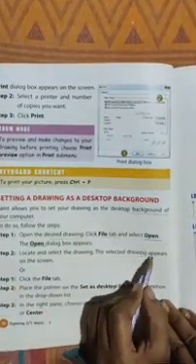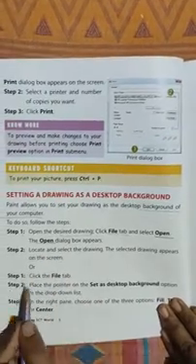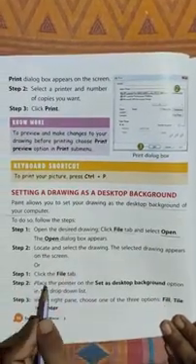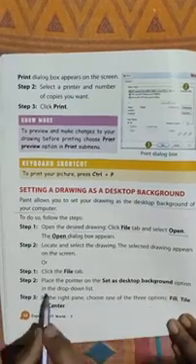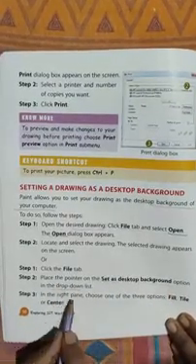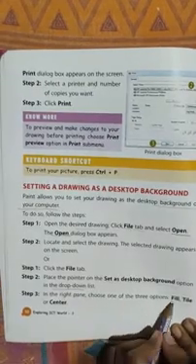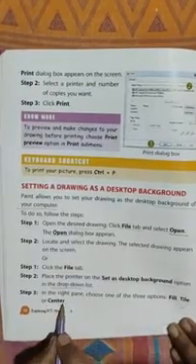The selected drawing appears on the screen. Click the File tab. Place the pointer on the Set as desktop background option in the drop-down list. In the right pane, choose one of the three options: Fill, Tile or Center.